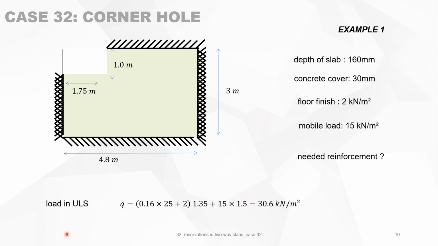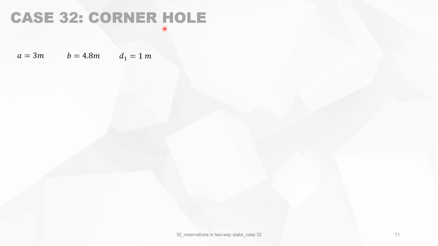The load in ultimate limit state is 1.35 times the permanent load plus 1.5 times the mobile load, and gives you 30.6 kilonewton per square meter. These are the different parameters. Alpha 1 is D1 over A, which is 0.33, and alpha is B over A, it's 1.6. So it means we are in the vertical yield line pattern when alpha is smaller than 1.7.